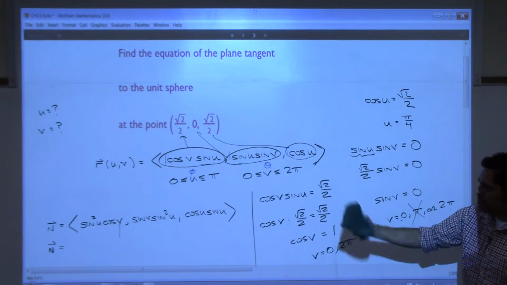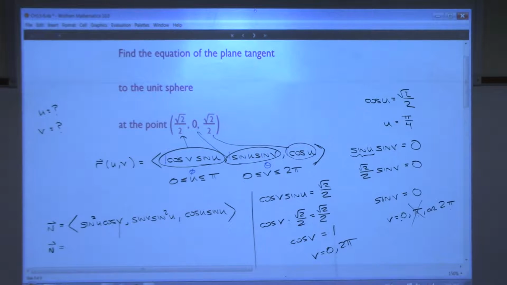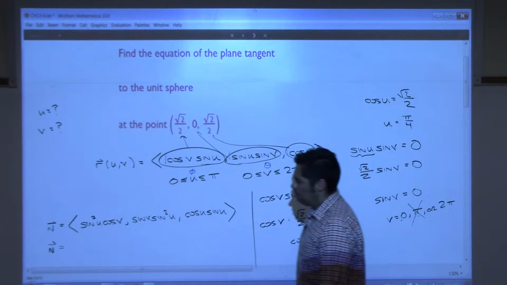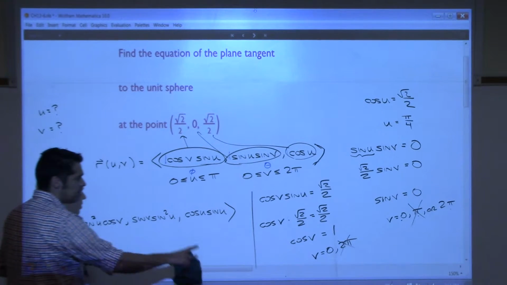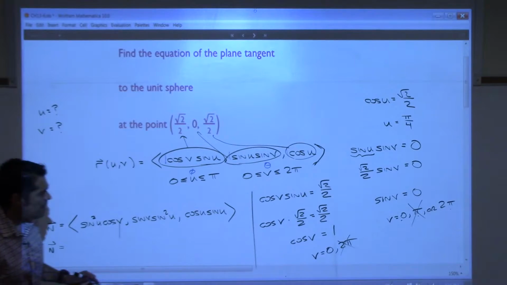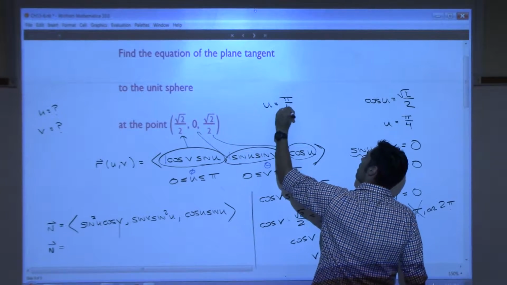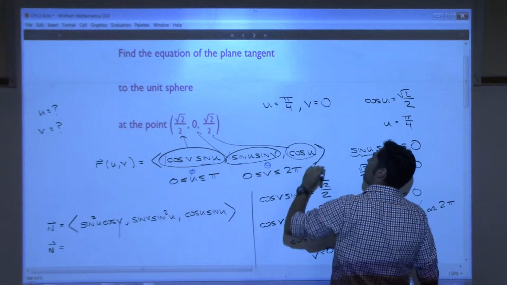It's going to give us the same result here for our normal vector. So what do y'all want to use, 0 or 2 pi? Use 0? Okay. All right, let's get this. The normal vector at this, u was pi over 4 and v was 0. I'll just put it up here. U was pi over 4, v was 0. And now we get the normal vector.